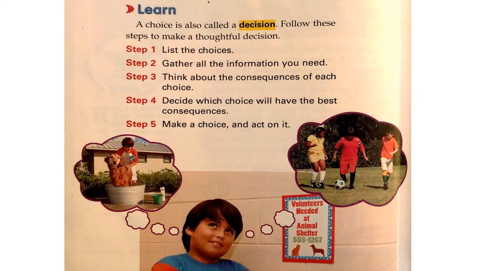Step 2, you gather all the information you need. And for that, you'll have to basically use a table or a graphic organizer. I'll show you in a moment how that's done. Step 3, you're going to look into the consequences of each choice. So what's going to happen if I volunteer at the shelter versus what's going to happen if I go play soccer with my friends. And step 4, once you've made the choice, you choose the best consequences, right? And then you finalize your choice. That's step 5, and act on it.